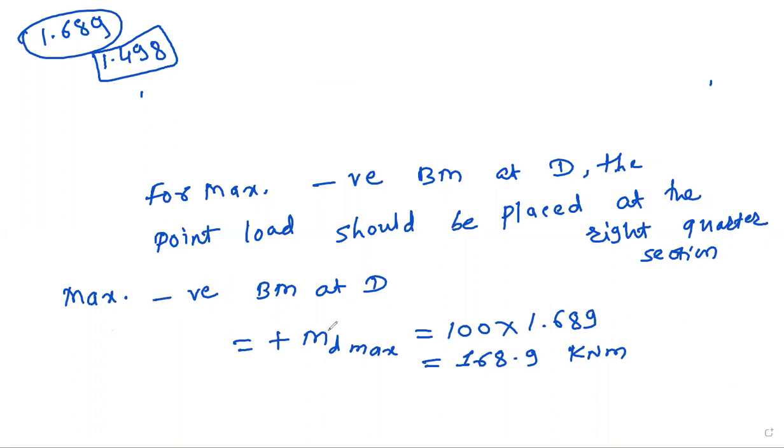Maximum negative bending moment at D is equal to minus EMDX, is equal to minus in bracket 1.498, is equal to minus 149.8 kN meter. लक्षात आलं काय काय केलं ते? Yes or no?